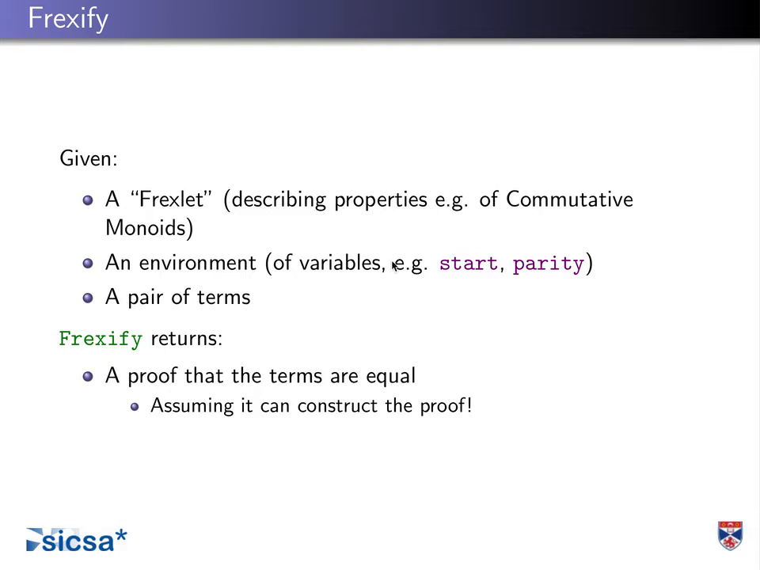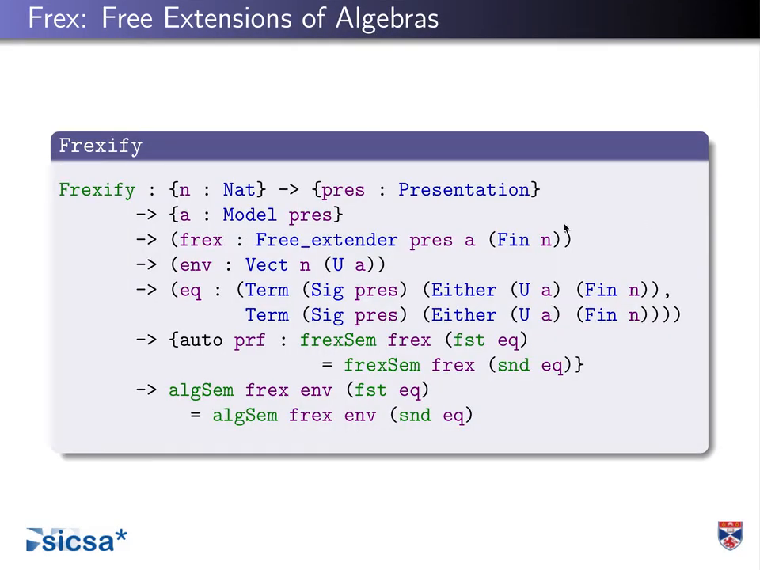So we give it a Frexlet, we give it an environment of the variables, so that's things like start and parity in our alt example. And we'll give it a pair of terms, or a representation of a pair of terms. And Frexify will give us back a proof that the terms are equal, at least assuming it can construct the proof. If it can't construct the proof, we'll get a compile time error. If it can construct the proof, then we've won, and we can carry on. So that's a description of what happens inside Frexify.